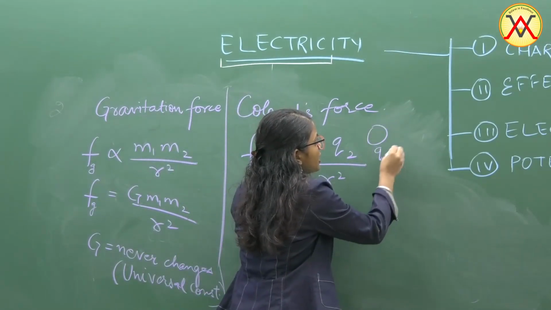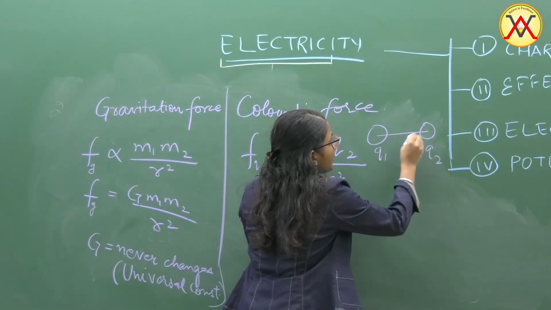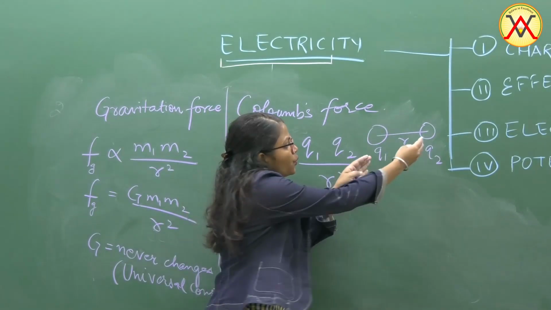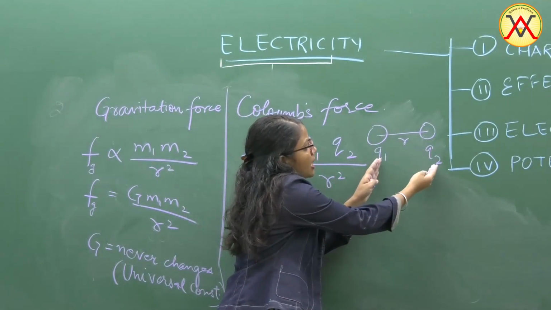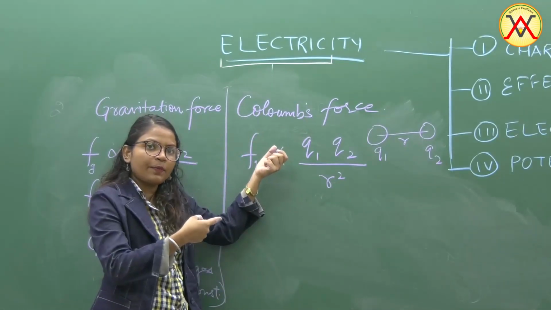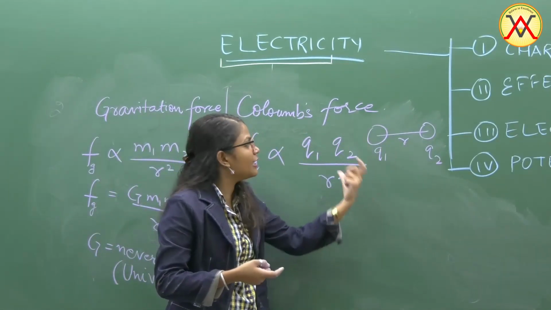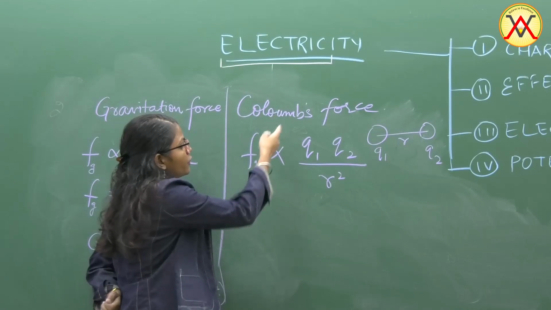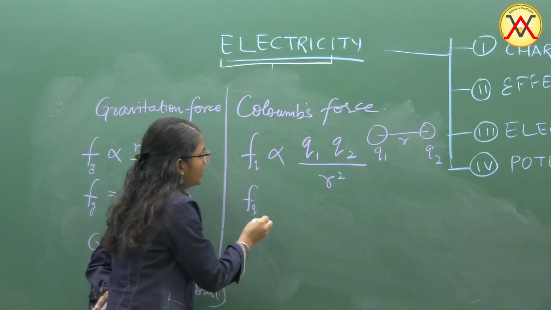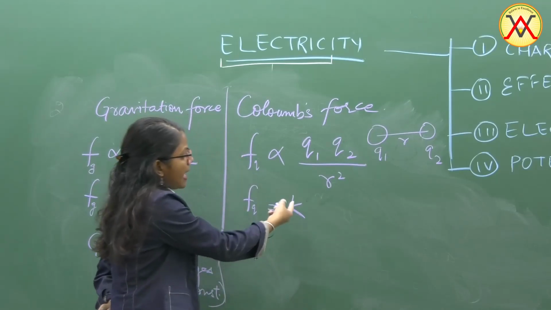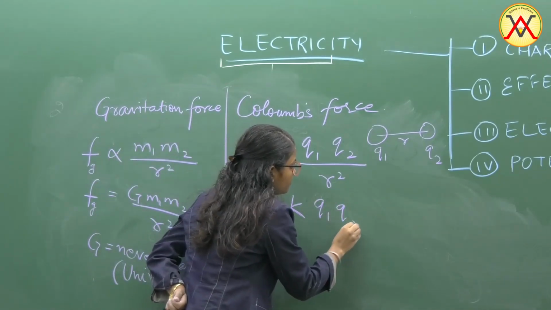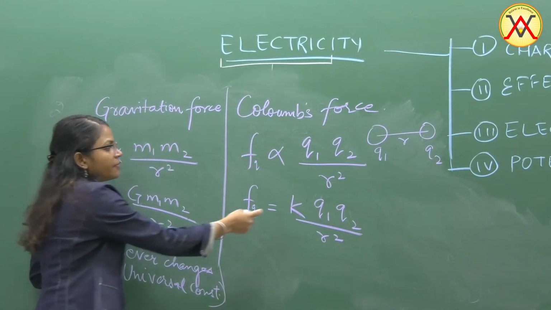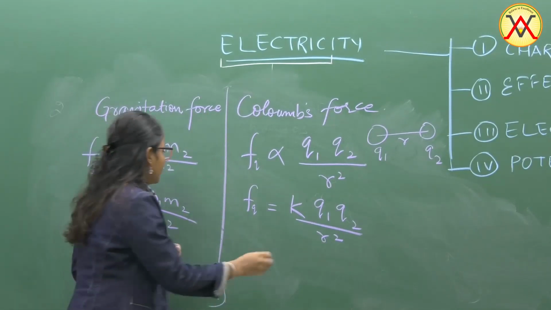Let's suppose these are two charges Q1, Q2 separated by a distance r. So there is a force which is experienced between these two charges, and this force is directly proportional to the product of these two charges and inversely proportional to the square of the distance between them. When we remove this proportionality sign, what will we have? We will again have a constant, but unlike gravitation force, this constant depends on the medium.